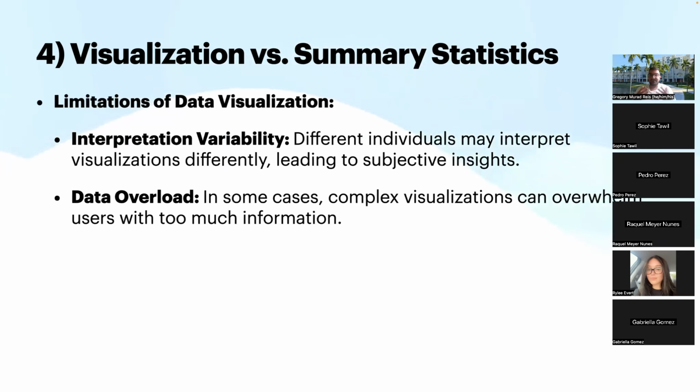Different individuals may interpret visualizations in a different way. So then you can say, okay, my goal was not that, but that's what the audience understood. So the limitation of visual aspects is that different people can understand the data differently. And that is something that is a huge discussion that summary statistics would not provide.